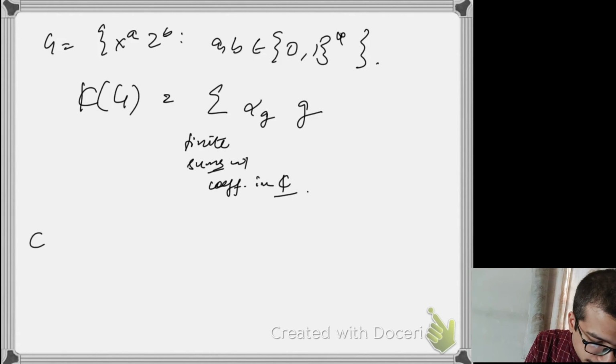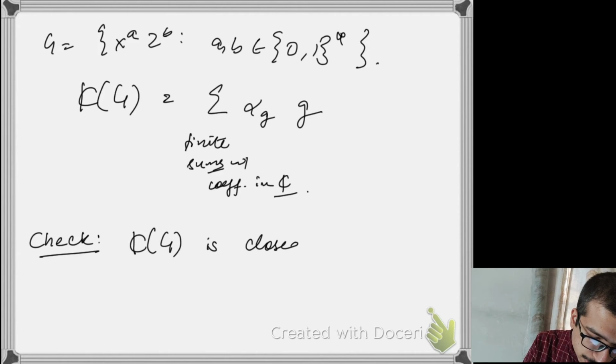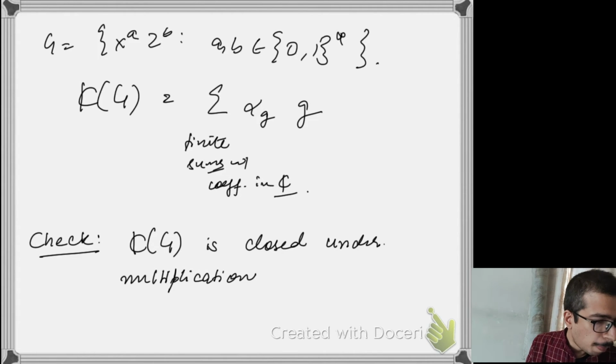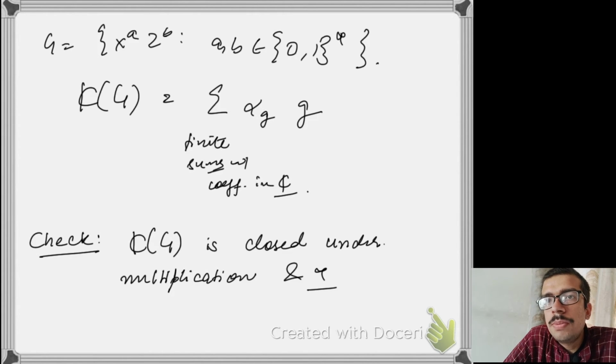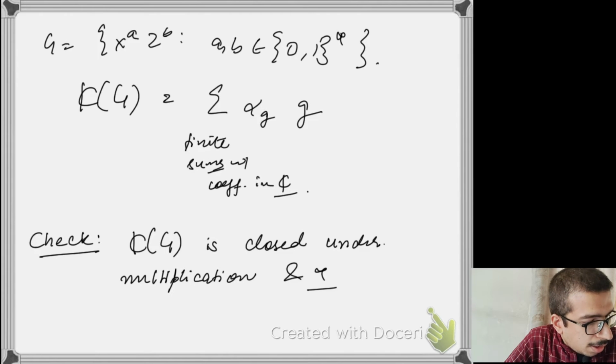So you need to check one thing: that C of g is closed under multiplication, and under conjugation also. So you should check that. Under addition it will be closed because it consists of linear sums, but it will also be closed under multiplication and star.